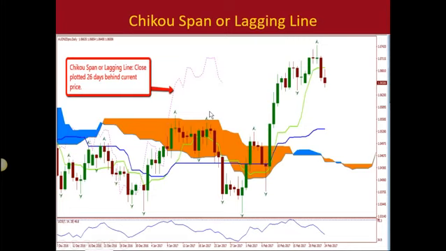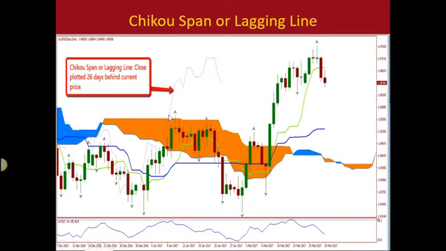And then finally, you got your Chikou span or lagging line. So Chikou span is going to be always 26 periods behind price. So wherever price is, it'll be at that exact level. If price is here, here, or here, Chikou span will be back behind it, but 26 candles behind it. So that's all that is. That's all it's going to be.